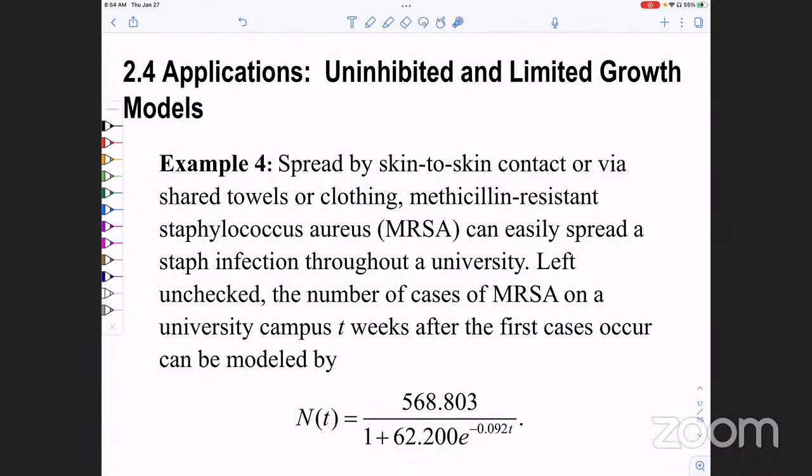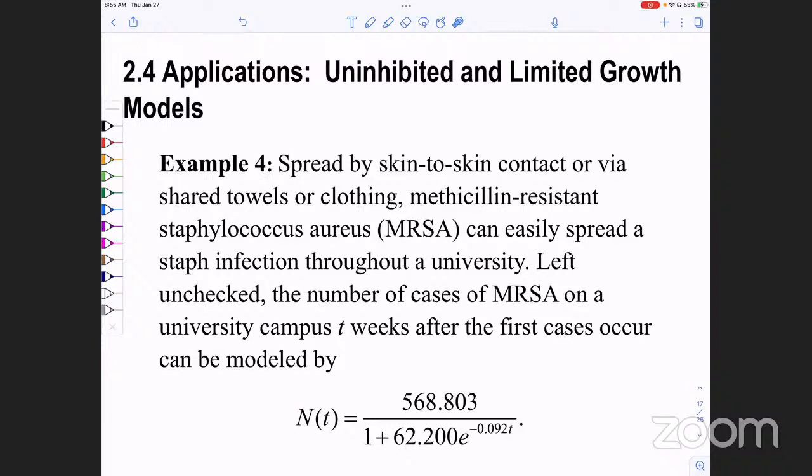So in this example 4, you see spread. It says that it spreads by skin-to-skin contact or via shared towels or clothing, methicillin-resistant staphylococcus.